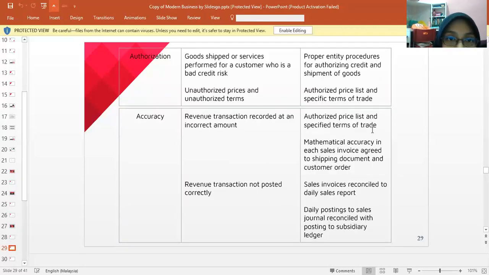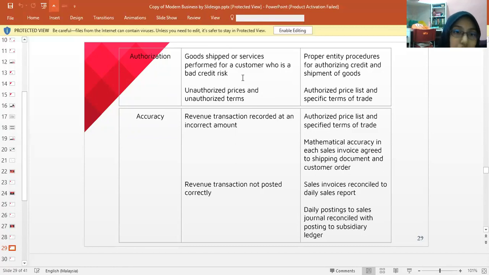Next, the authorization assertion. The authorization assertion is about the misstatement of goods shipped or services performed for a customer who is a bad credit risk. So to control it, only the proper entity procedures will be performed for authorizing credit and shipment of goods. Next, authorized prices. There is a possible misstatement of unauthorized prices and unauthorized terms. So to control it, authorized prices and specific terms of trade will be provided.